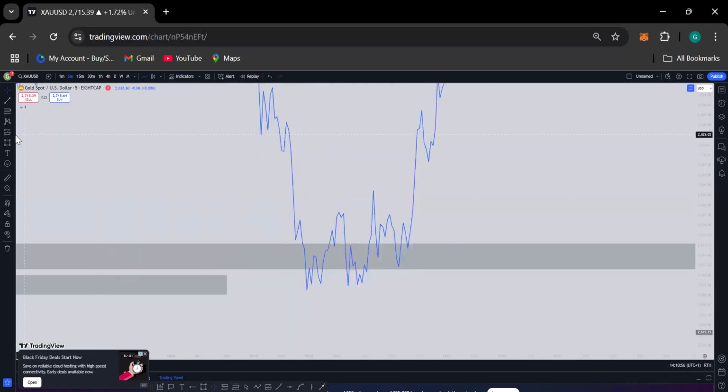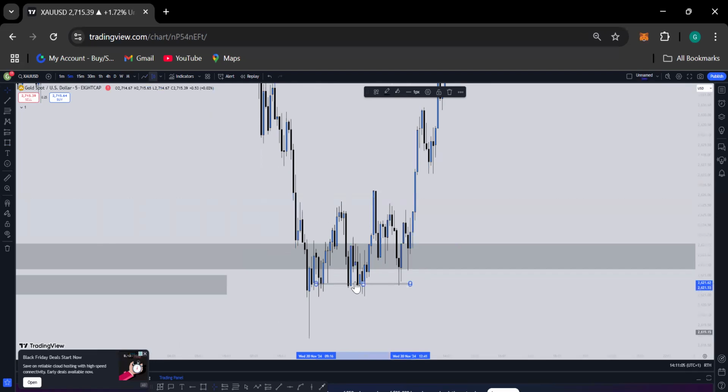So this QML was literally not a clean one. I won't lie. This QML was literally not a good one. Okay. We see price tap into this, and then we did see a rejection all the way to the upside.